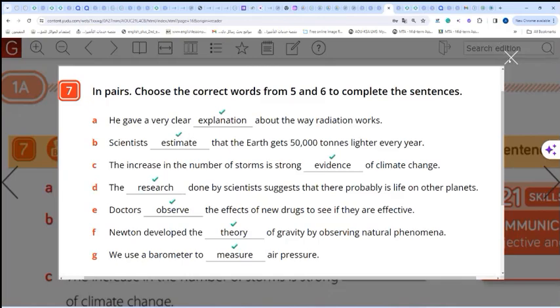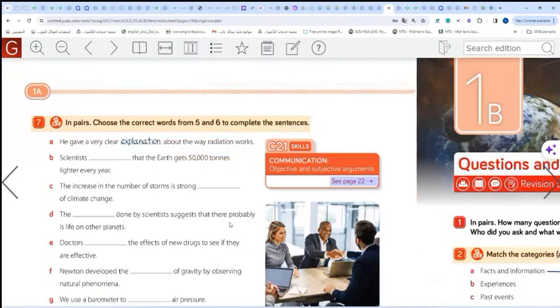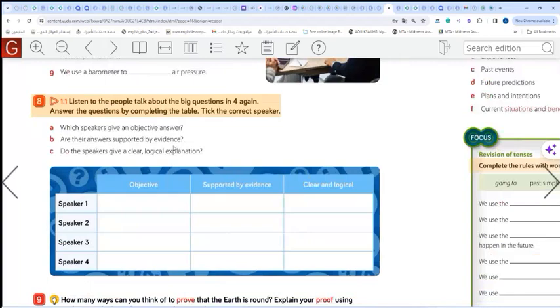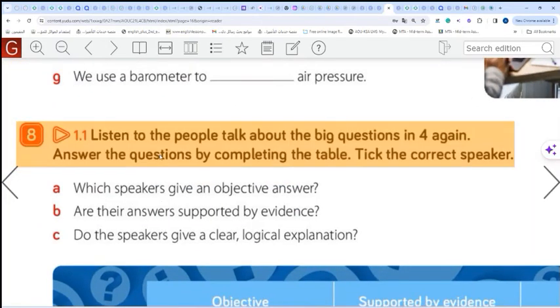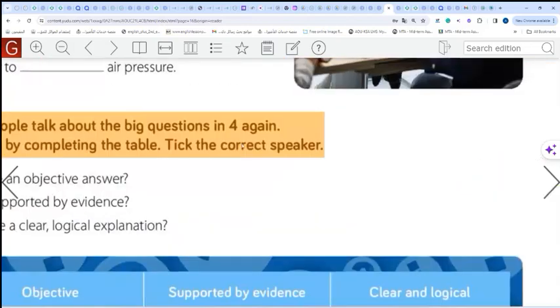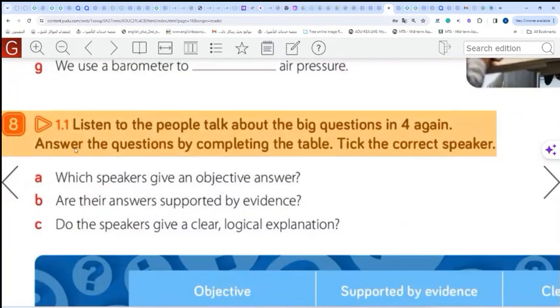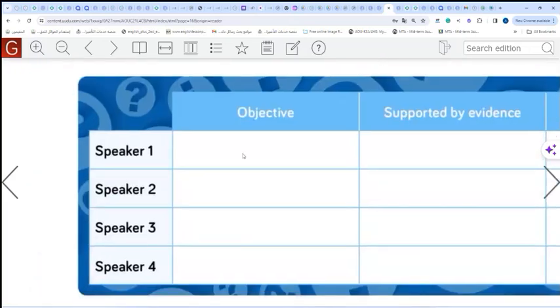Okay. Now, dear students, look at exercise 8, of course. Listen to the people talk about the big questions in exercise 4 again. Answer the questions by completing the table. Okay? You are going to tick the correct speaker. For example, we have speaker 1, speaker 2, speaker 3, and speaker 4.